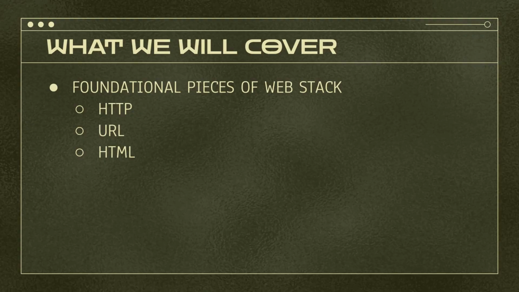So today we're going to look at the three fundamental pieces that the web was built on, the internet as we know it. These are the only three things that existed in the very beginning. This is what was launched as the original World Wide Web as we know it today.